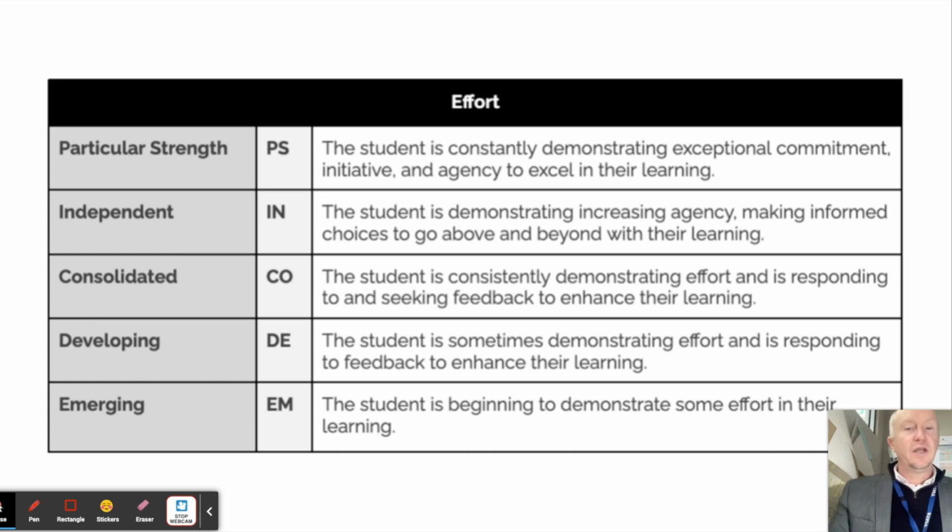So we'll be developing some objective assessment tools to measure this in the next year or so. But for the time being, the data about effort for the purposes of this report is really based on teacher observations and on anecdotal notes, and also to some extent the students' reflections.